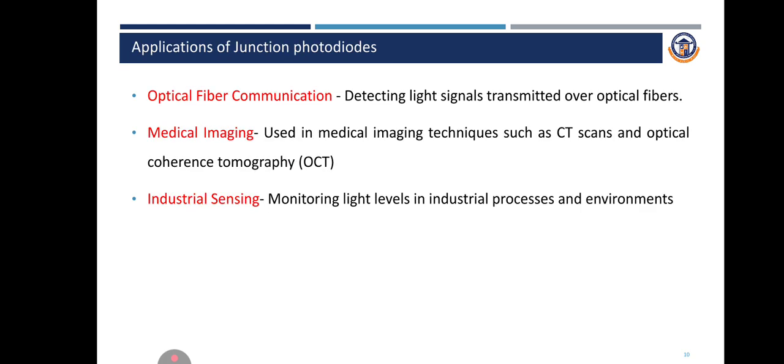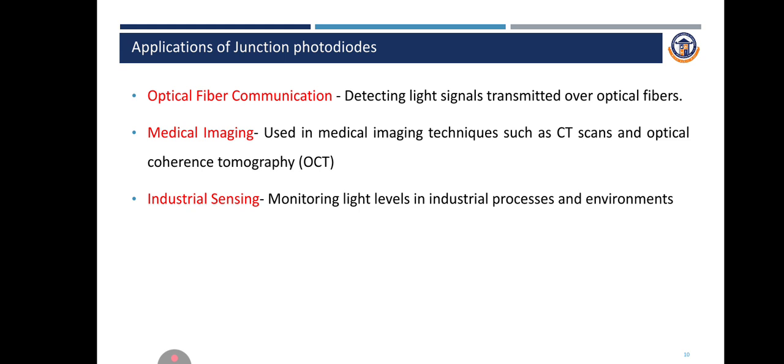Coming to the applications of junction photodiodes, we have optical fiber communication, medical imaging, and industrial sensing. In optical fiber communication, we detect the light signal transmitted over the fiber optic cable. It's used in mobile communication and various other applications that come under optical fiber communication.